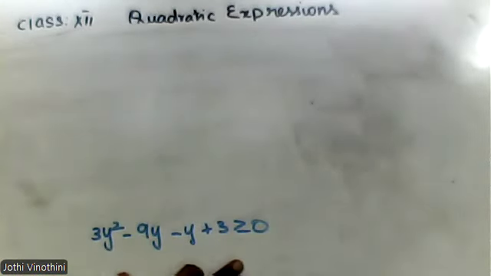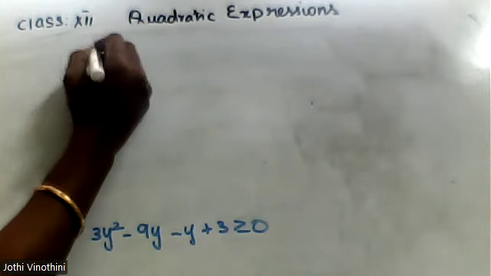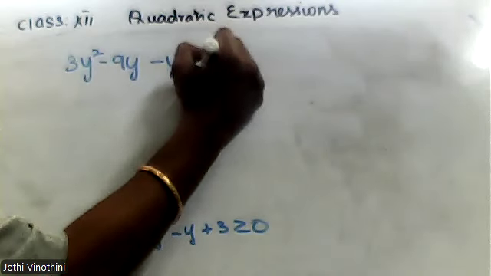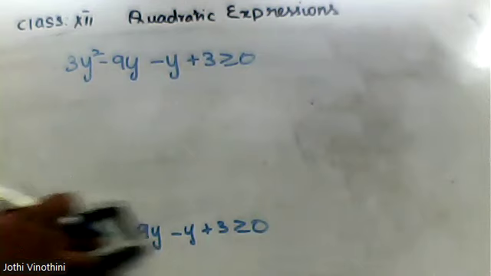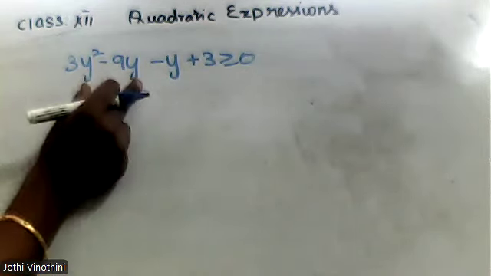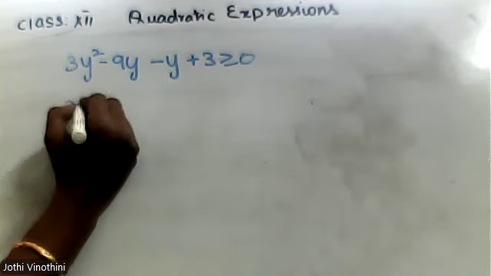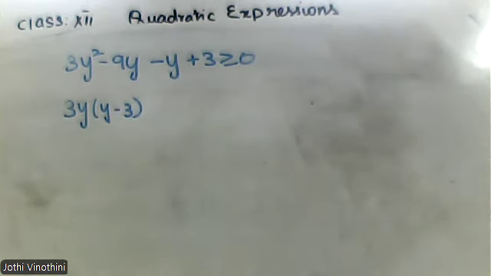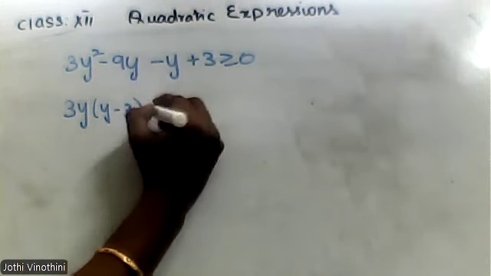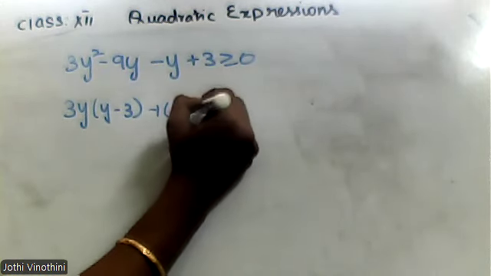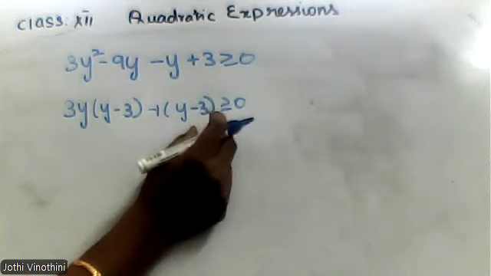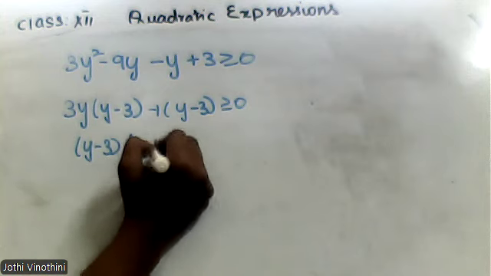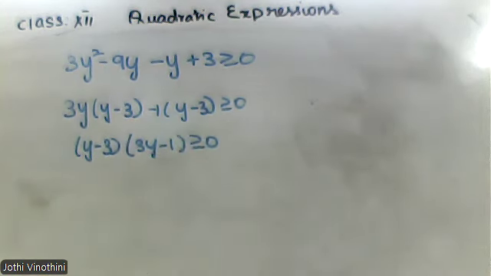So what is the final equation we found? 3y squared minus 9y minus y plus 3 greater than or equal to 0. Clear? So I am going to take 3y as common from the first two terms, so it will become y minus 3. I am going to take minus 1 as common from both the terms, so it will become y minus 3. Now we have y minus 3 in both the terms. I am going to take this out. So it will become y minus 3 multiplied by 3y minus 1 greater than or equal to 0.